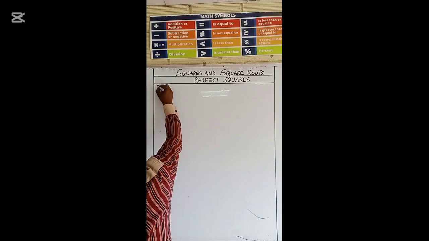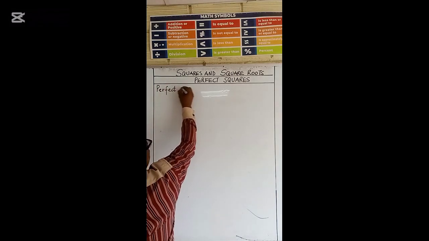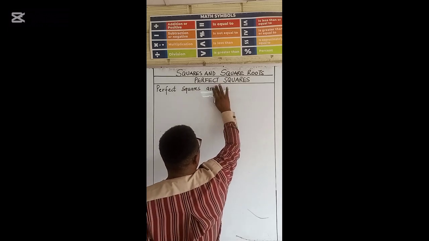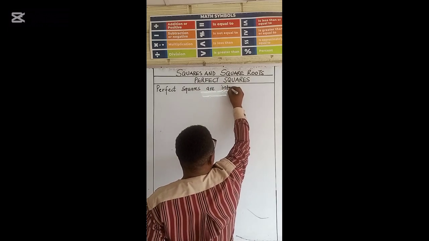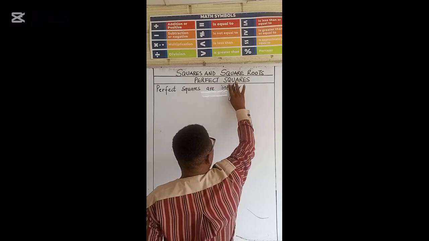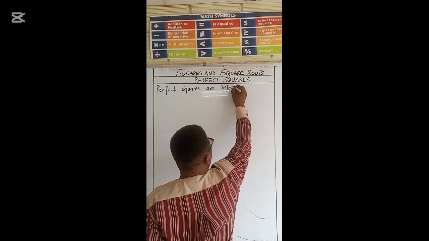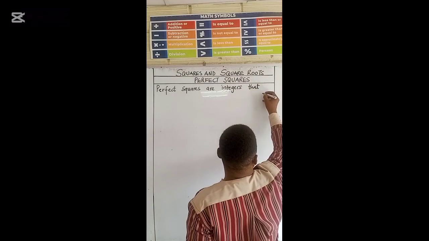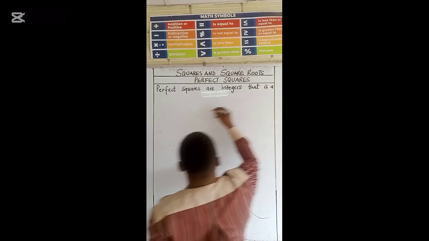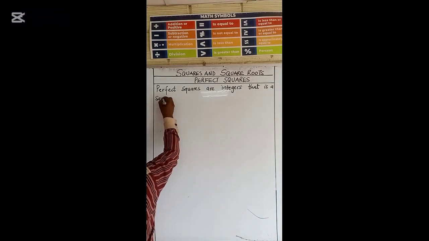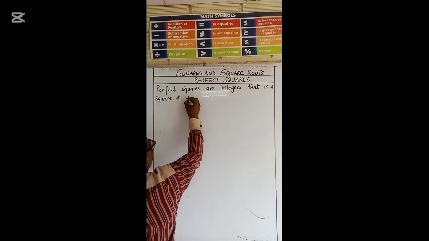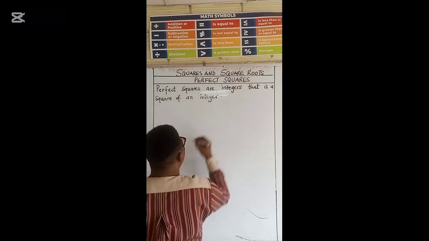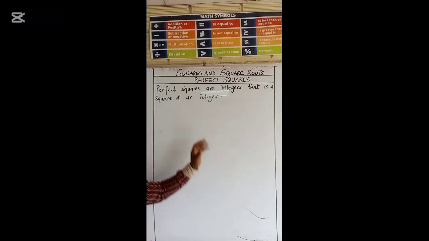Perfect squares are integers that is a square of an integer. Now, this definition is very fantastic.